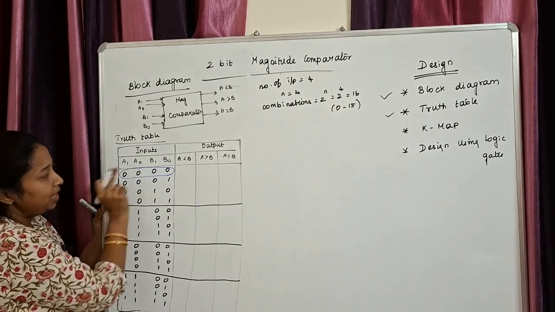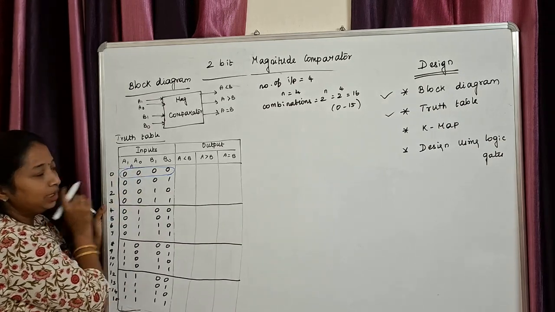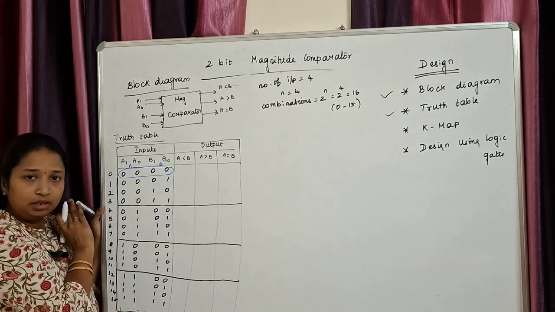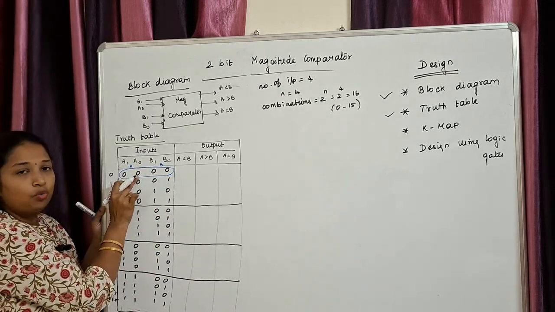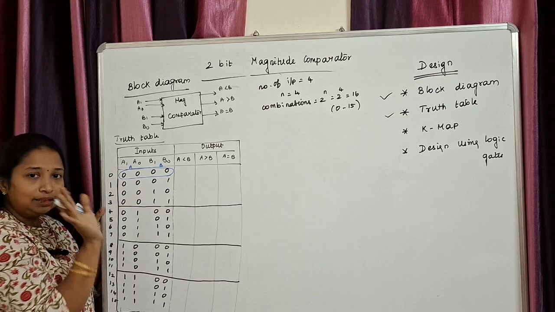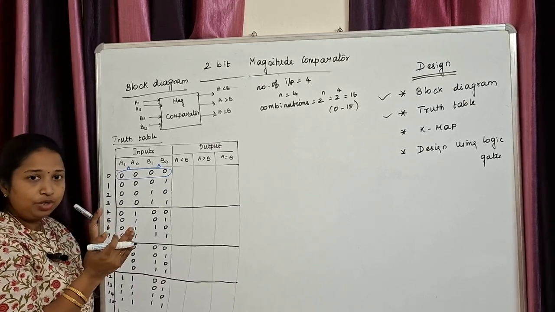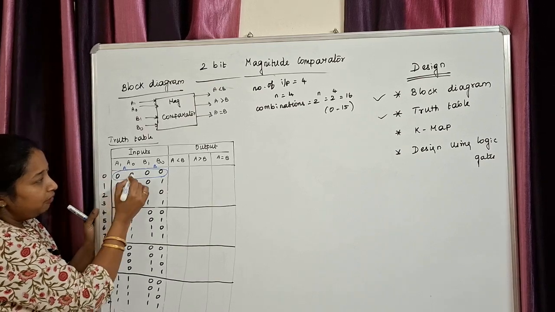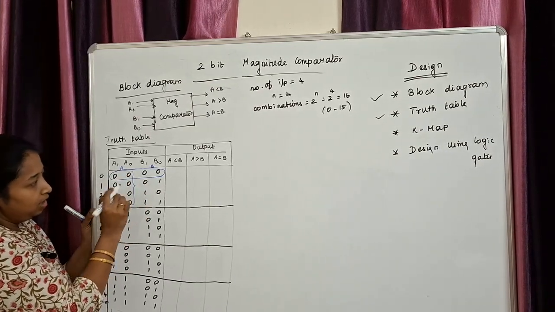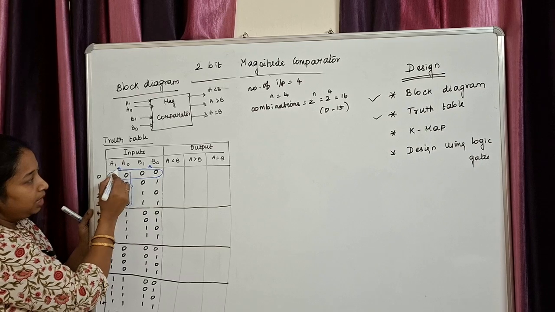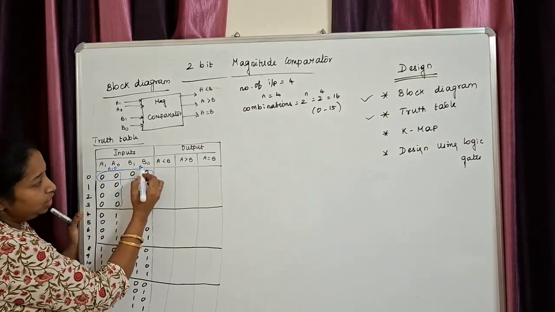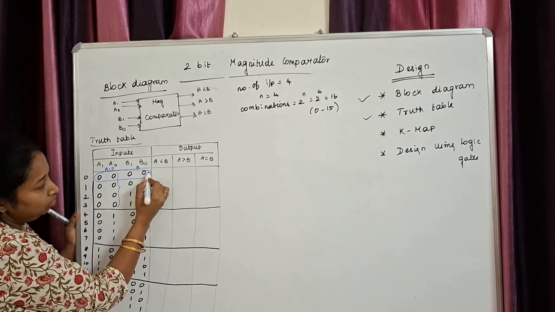Now, let's take this first input combination. Here, A1 and A0, this entire thing, I'll assume as A input. And B1 and B0, I'll assume as B input. 0 and 0. What is the equivalent decimal for it? Assume the decimal number so that it will be easy for you to do the comparison. What is the decimal for this particular combination of A? For this entire combination of A, that is A1 and A0, my A is equal to 0.